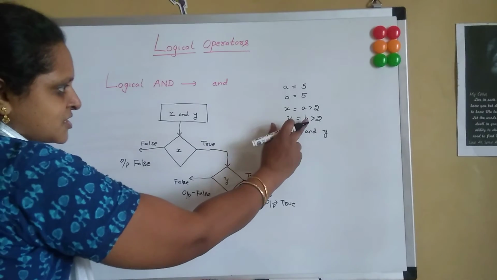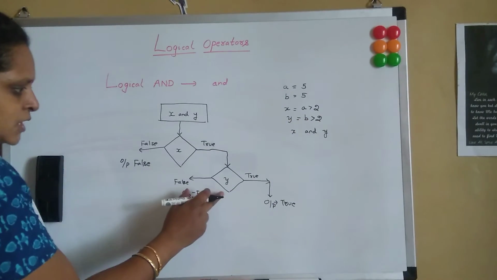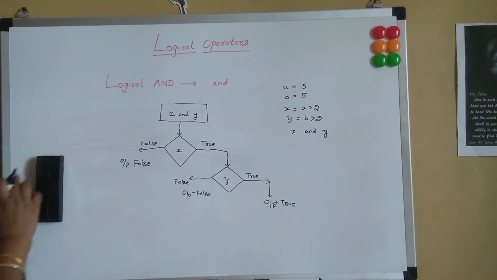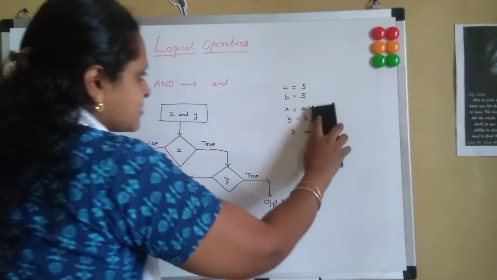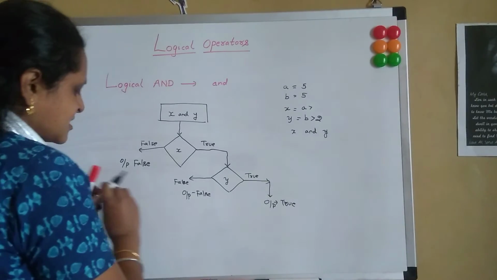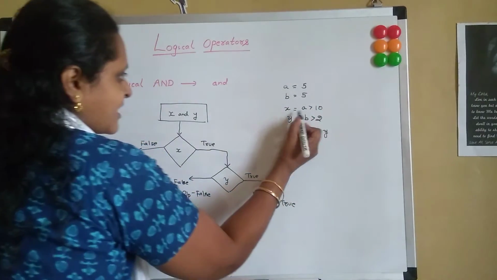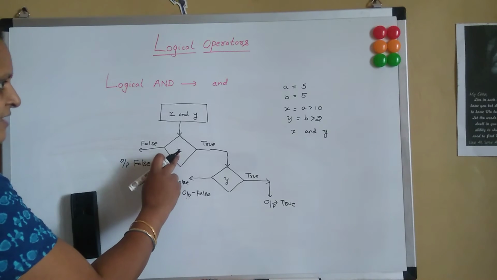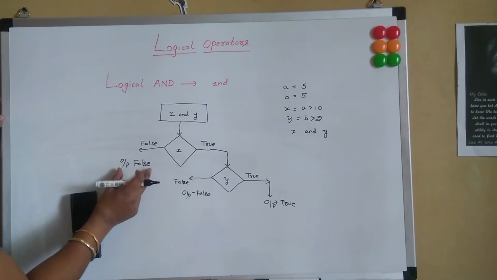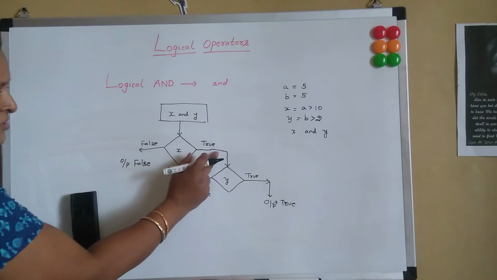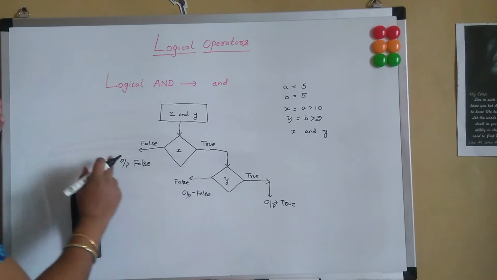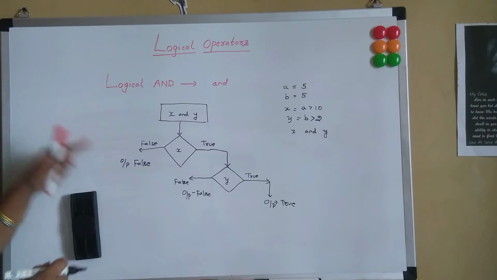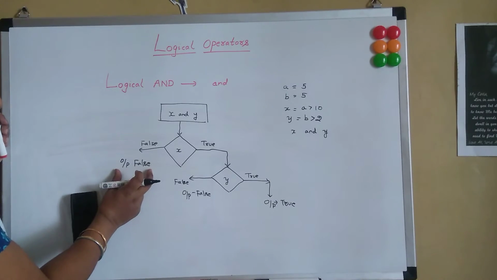What is the Y condition? B is greater than 2. B is also greater than 2, so the output turns out to be true. Now, let me take my X expression as A greater than 10. So here it checks if A is greater than 10. This is false, so the output becomes false. It does not check the second test expression, since the initial X expression turns out to be false, and the final output becomes false.